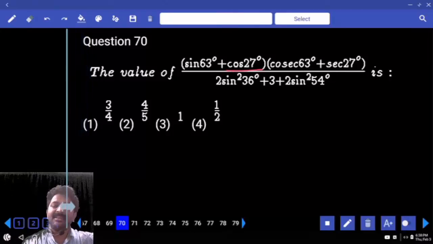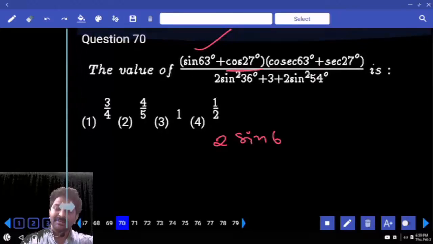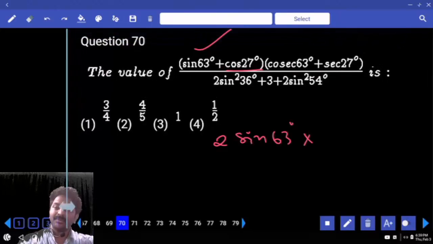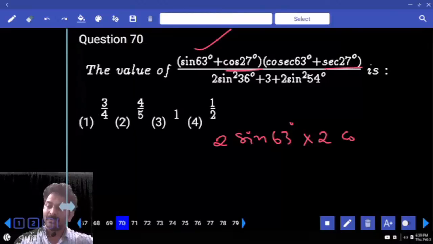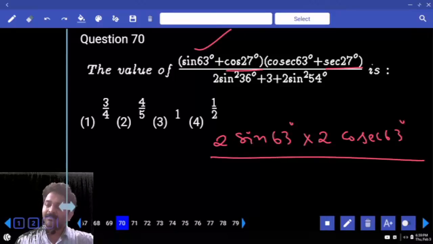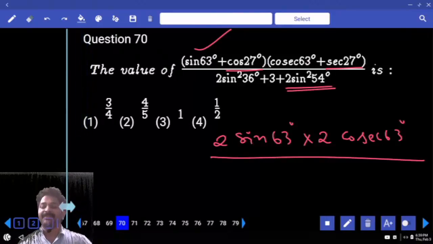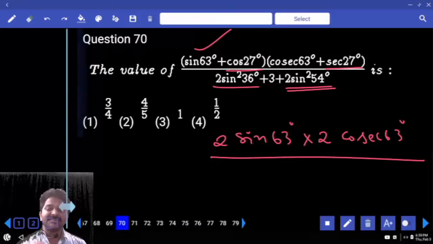So now cos 27, can we write it as sin 63? Come on, sin 63. Already we have sin 63. That means 2 sin 63 into secant 27. Can we write it as cosecant 63? 2 cosecant 63 by. Now, can I write this 2 sin square 54 as 2 cos square 36? Come on. 2 sin square theta plus 2 cos square theta, that is equal to 2 only.